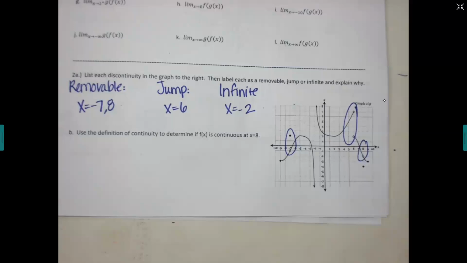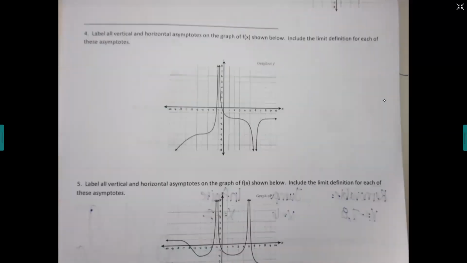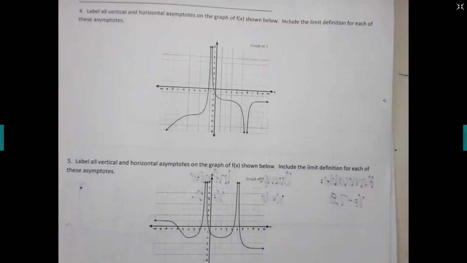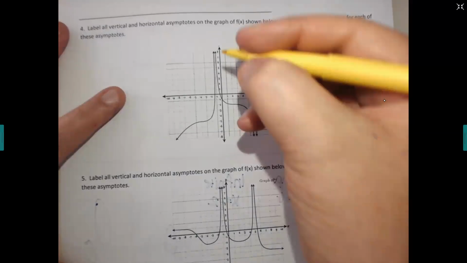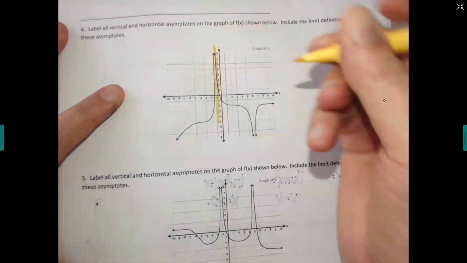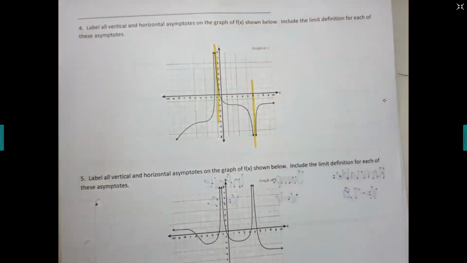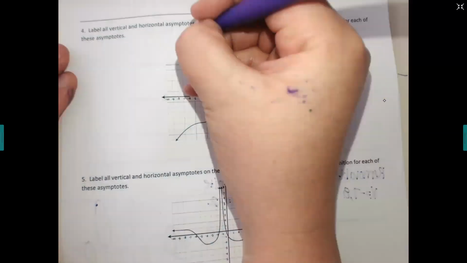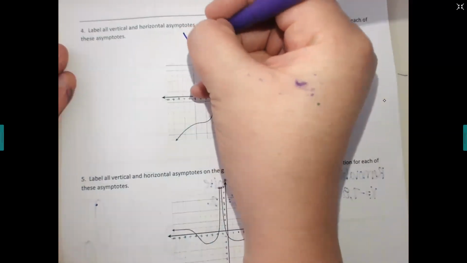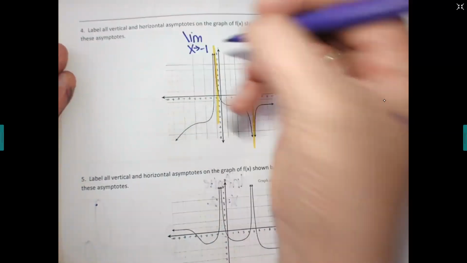You have 2 graphs where you're asked to put the limit statements on your asymptote. So we're gonna do number 4. Number 4, how many vertical asymptotes are there? 2, there's one here, and then there's one here. So let's write those 2 limit statements. Starting with -1, my limit is as x approaches -1.